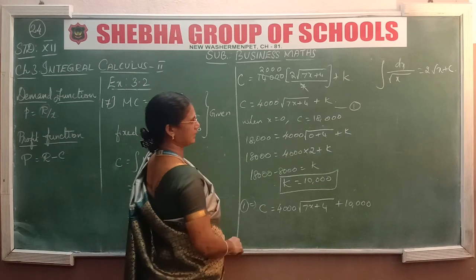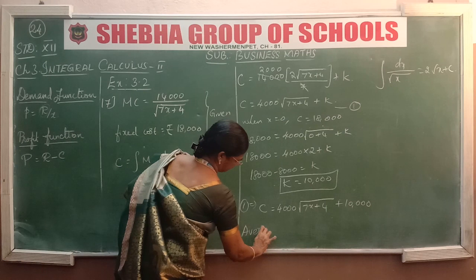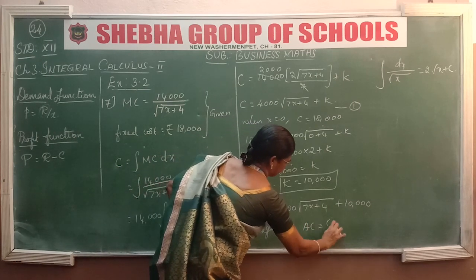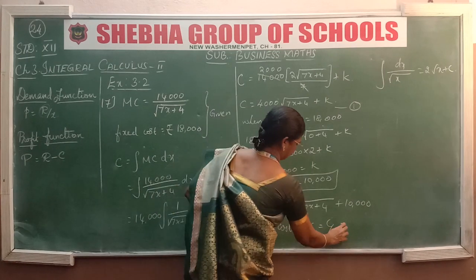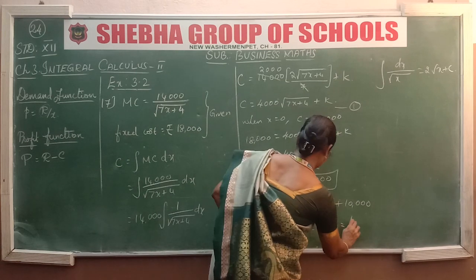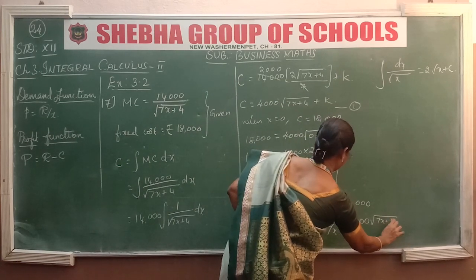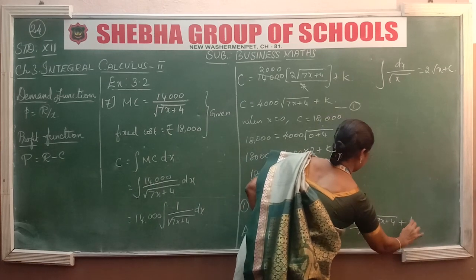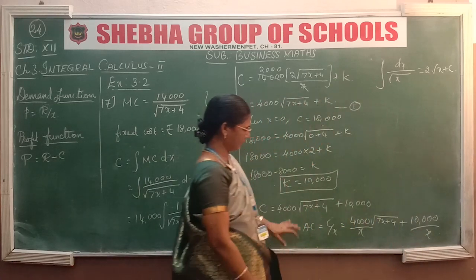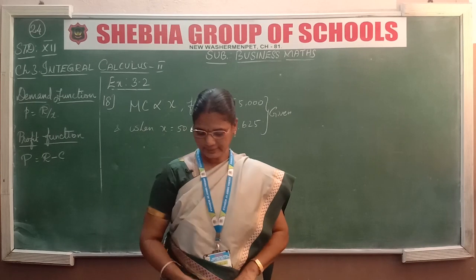Next we have to find average cost. Average cost is C by x. So this is our C. We have to divide by x. That is 4,000 into square root of 7x plus 4 by x plus 10,000 by x. This is our average cost.